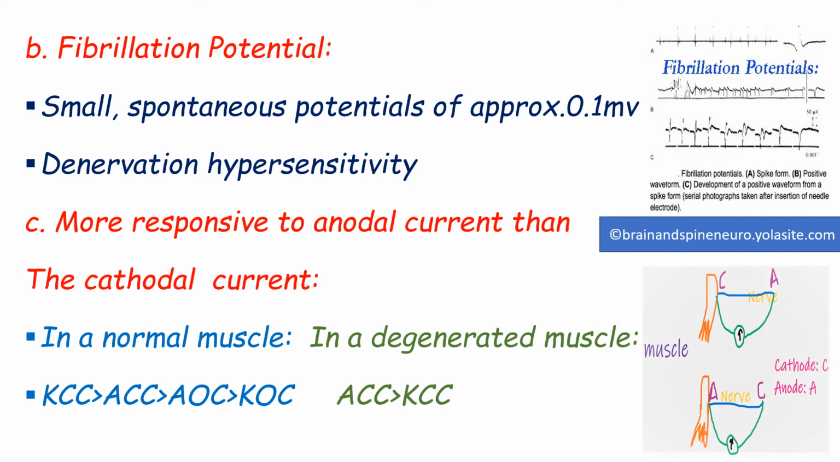So reaction of degeneration: chronaxie is prolonged, excitability is less, nerve muscle is more responsive to galvanic current as compared to Faradic current, though it's a weaker response, but still the muscle is more responsive to galvanic current. Then the degenerating muscle shows fibrillation potentials. Then it is more responsive to anodal current than the cathodic current. Am I clear?